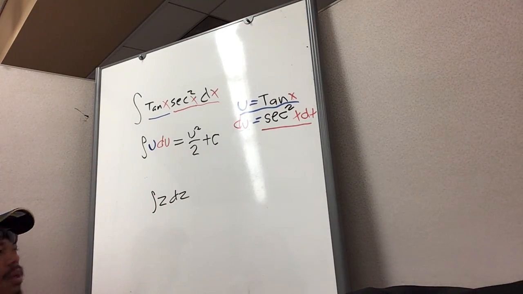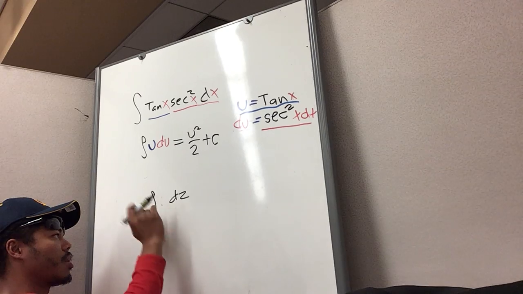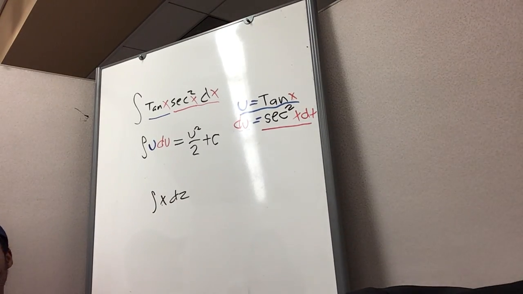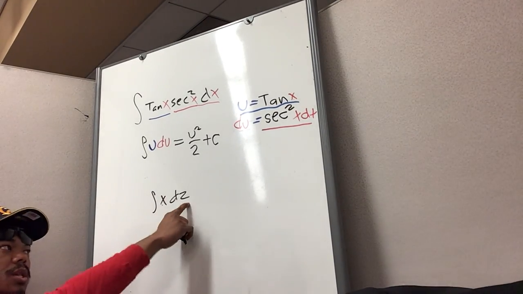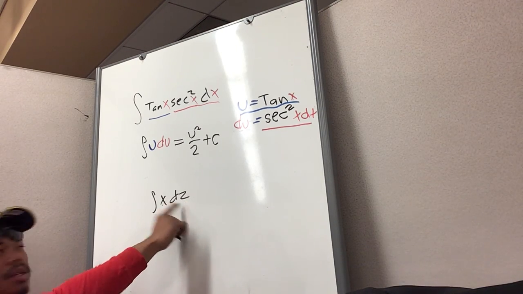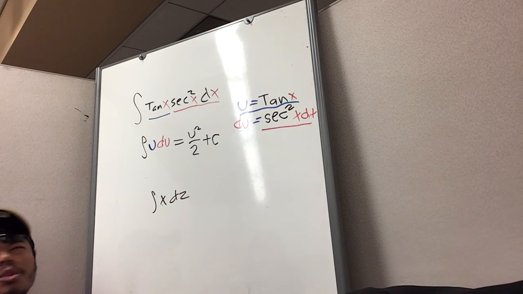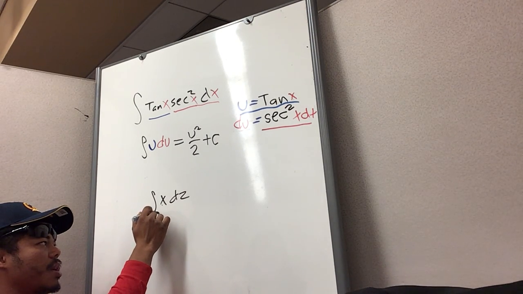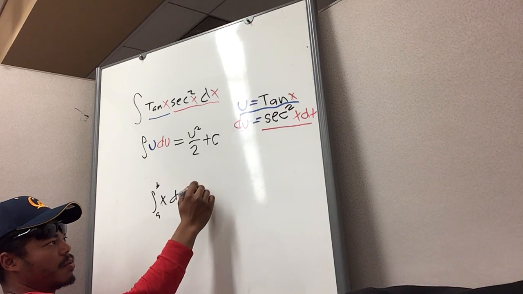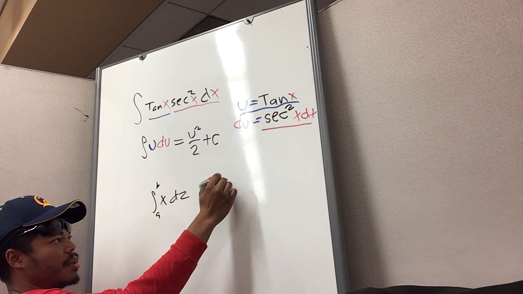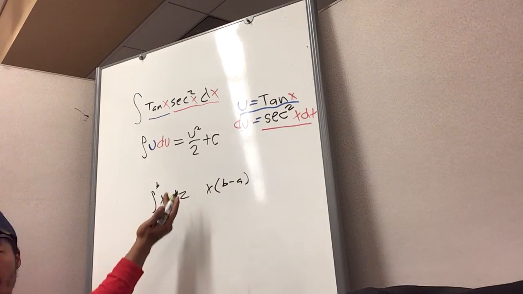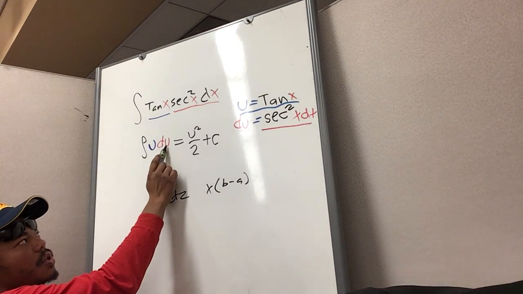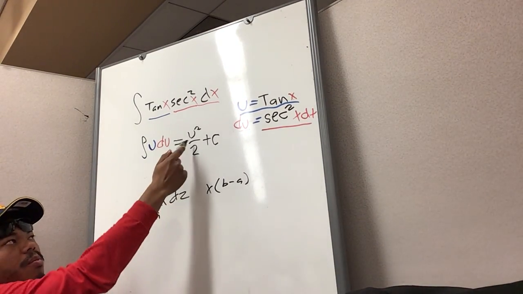Z squared over 2. Yes. What is the integral of this? X squared over 2? No, that's a z, so it's just a constant. It's just x plus c. If this is a to b, this would just be x times b minus a, because there's no z. So if you see a u and that's a u, bam.